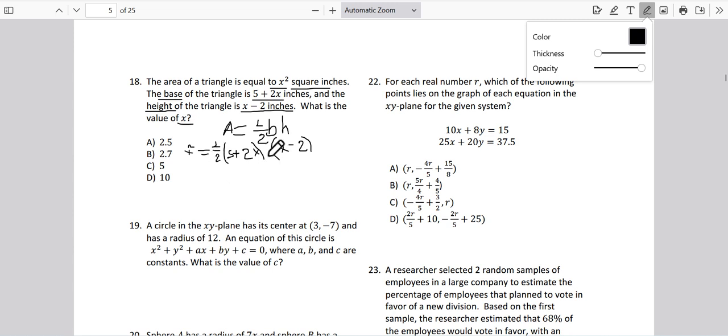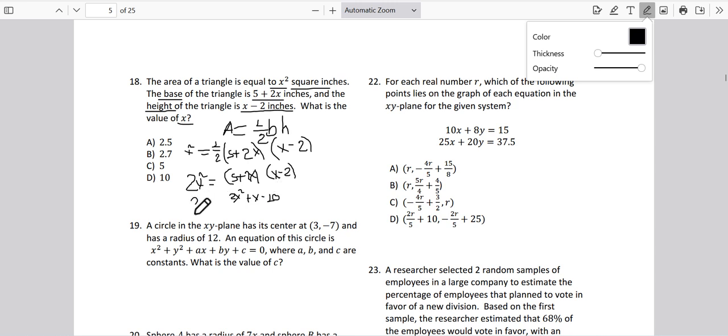So multiply both sides by 2 to cancel this fraction. Then 2x squared is equal to 5 plus 2x, times x minus 2. Then when we multiply this, we get 2x squared plus x minus 10.